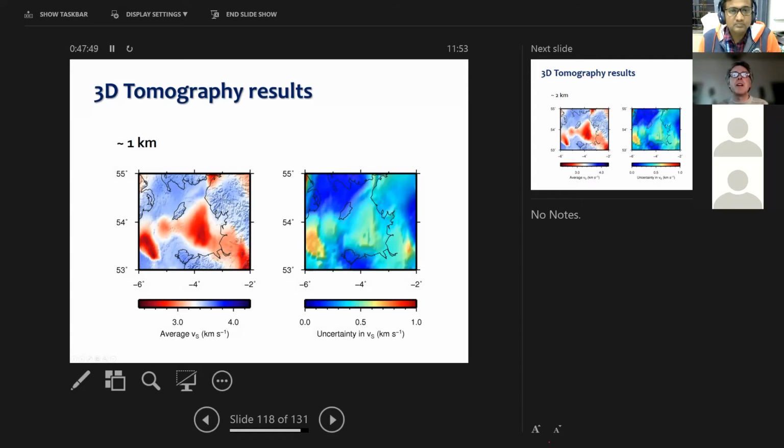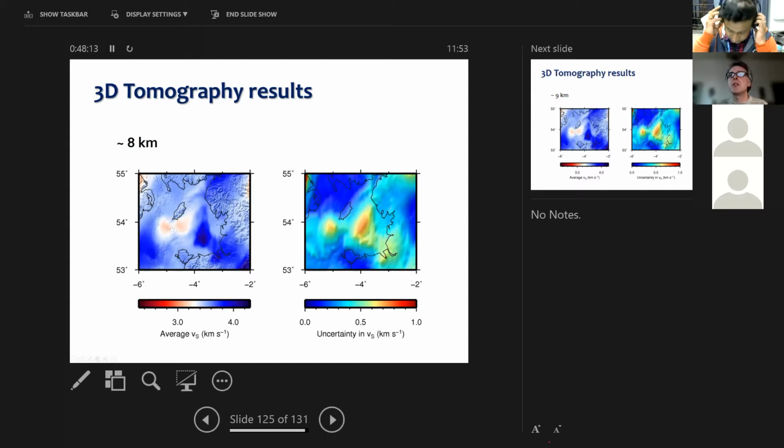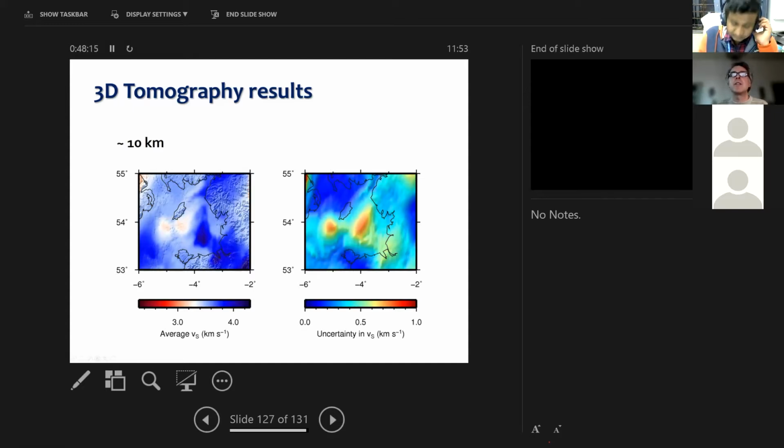And now we can step down in depth, so 2 kilometers depth, very similar structures, 3 kilometers, 4 kilometers. And as we get to 5 kilometers, we start to get to the base of the basin. The sediment disappears and we start to see the basement rock. At the same time, the uncertainty starts to increase. And as we go out of the basin, 7, 8, 9, 10 kilometers, we're now fully out of the basin, and the uncertainty actually starts to get high inside the basin or beneath the basins.